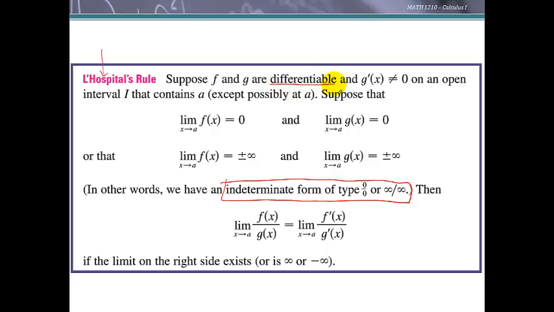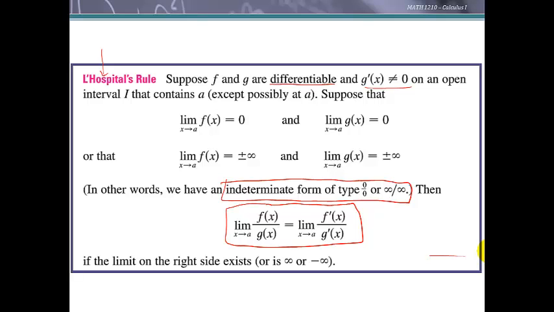As well as we have the differentiable functions, and the derivative of the denominator does not equal 0, except possibly at a. And then this is the conclusion that we could make with L'Hopital's rule. The limit as x approaches a of this quotient f of x over g of x equals the limit as x approaches a of the derivative of f divided by the derivative of g, if the limit on the right hand side exists or is plus or minus infinity.